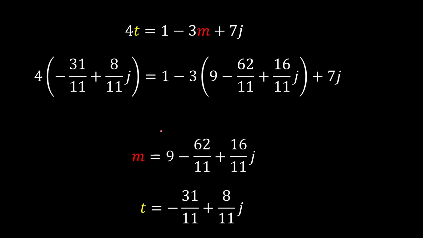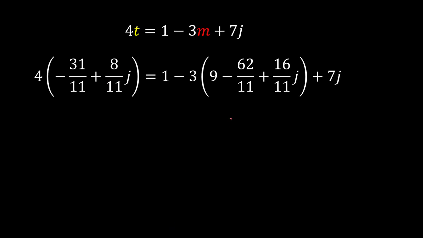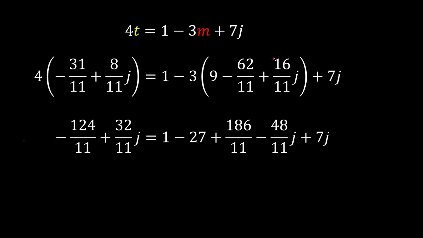But before we get into this, let's go ahead and cross this out, make some room, get rid of that. And our first thing we're going to want to do here is just go ahead and distribute our 4 and distribute our 3. Having done that, this 31 becomes this 124, that 8 becomes 32, that 9 becomes a 27, that 62 becomes 186, 16 is 48.